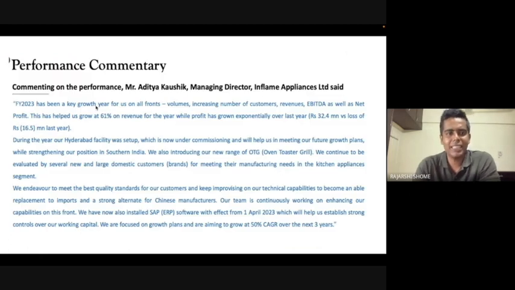Yeah. So basically now here is the performance commentary again. Now here if you see. Now, the line that I would want you guys to focus on most is the last line here. Look at the last line, read the last line. We are focused on growth plans and are aiming to grow at 50% CAGR over the next 3 years. You know why, right? Because the capacity is doubling, right? From 45,000 square feet area to 95,000 square feet area they will be working.